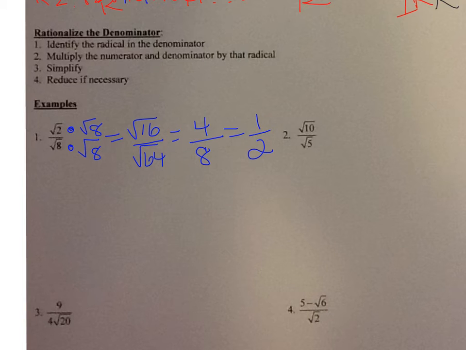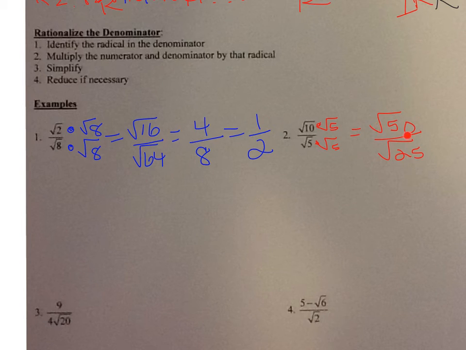All right, let's take a look at 2. I have the square root of 10 divided by the square root of 5. So what radical is in the denominator? The square root of 5. So I'm going to multiply the top and bottom, numerator and denominator, by the square root of 5. So the square root of 10 times the square root of 5 is the square root of 50 over the square root of 25. Now I have to simplify.